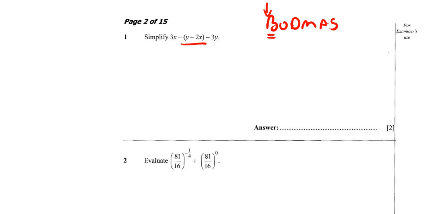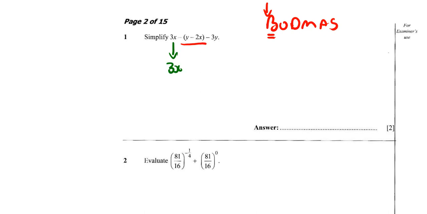We expand the brackets by looking at what is right before the brackets. In this case, what's right before the brackets is a negative. I repeat, make sure you expand the brackets by looking at what is right before them. In this case, it's a negative. So what do you do? You drop down 3x.